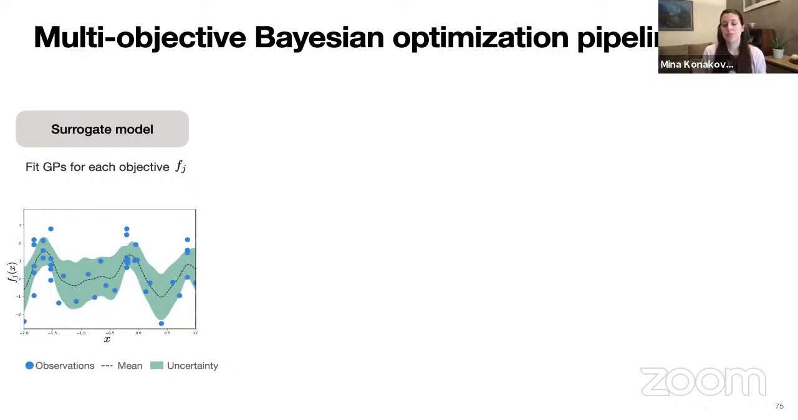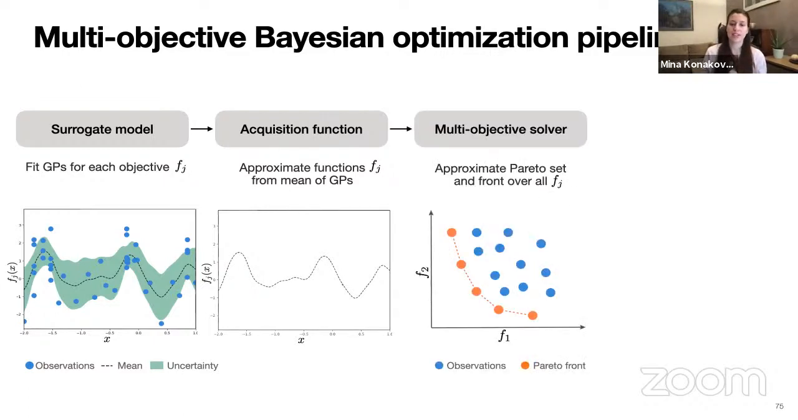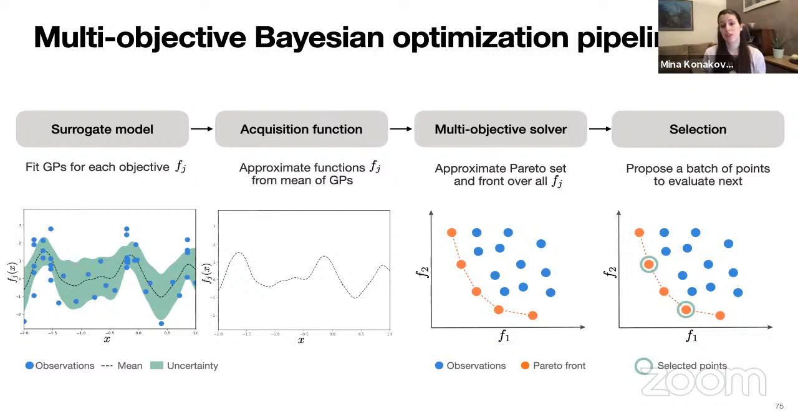First, we fit the Gaussian process on the set of input observations for each objective independently. We then extract the approximations of the objectives by simply taking the means of the fitted Gaussian processes. We search for the Pareto set and front of these objective approximation functions. And from that Pareto front, we select a batch of points to evaluate next. And we iterate through all the steps until some stopping criterion is met.